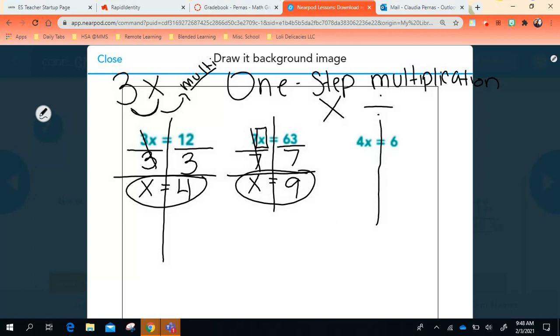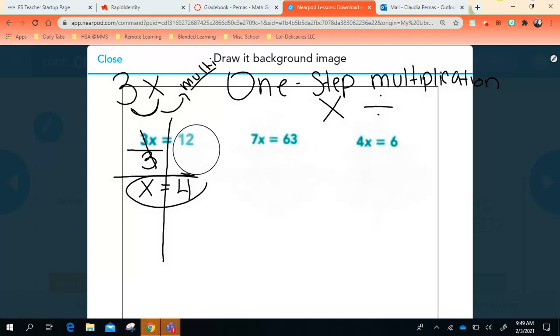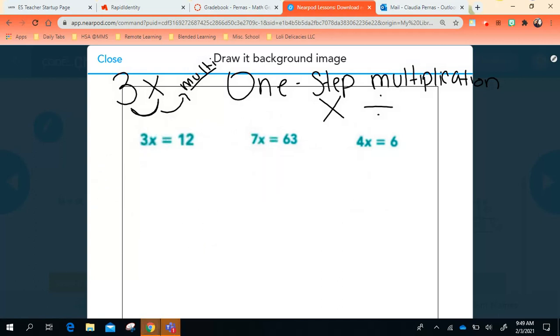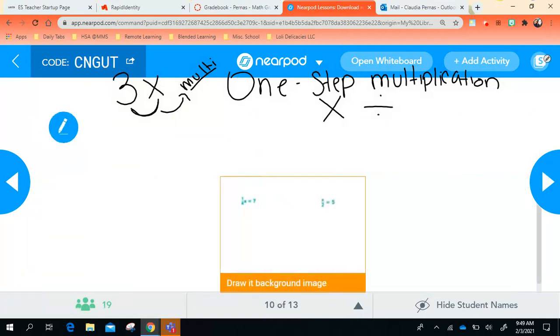Okay, so the last one. Again, we have to get x by itself. So what did we do in order to make that happen? Divide it by 4. And what we did on one side, we did on the other. So 4 divided by 4 gave me 1. 6 divided by 4 gave me 1.5. That way you don't forget.